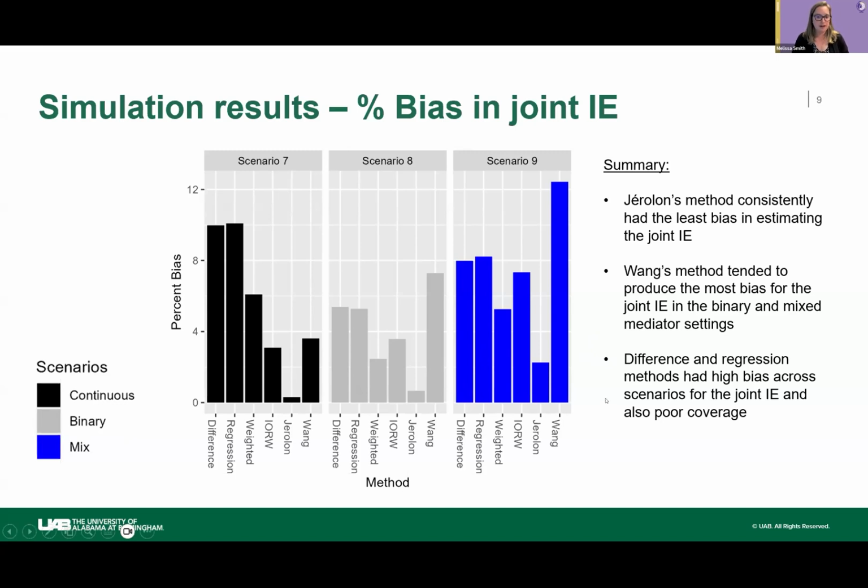Some of the scenarios even had coverage hovering around 50% for a 95% confidence interval. In contrast, Wong et al.'s method had high bias in the binary and mixed settings, but did a lot better than those difference and regression methods in the continuous setting. And another thing to note is that increasing the residual correlation had a lot less of an effect in this simulation study than we would have expected. Really, the type of mediators drove the differences in performance in the models.